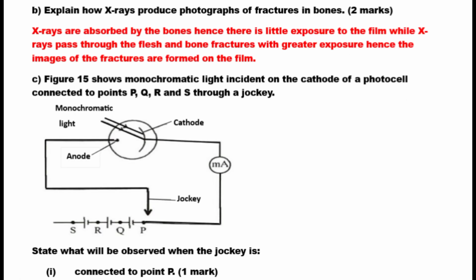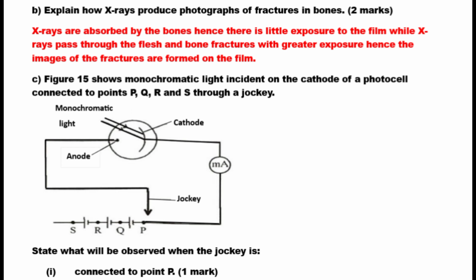B, explain how X-rays produce photographs of fractures in bones. X-rays are absorbed by the bones, hence there is less exposure to the film, while X-rays pass through the flesh and bone fractures with greater exposure, hence the images of fractures are formed on the film.